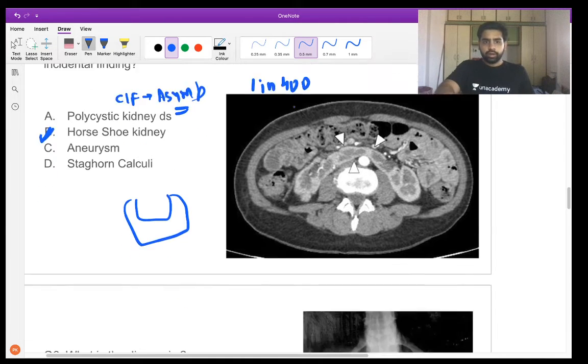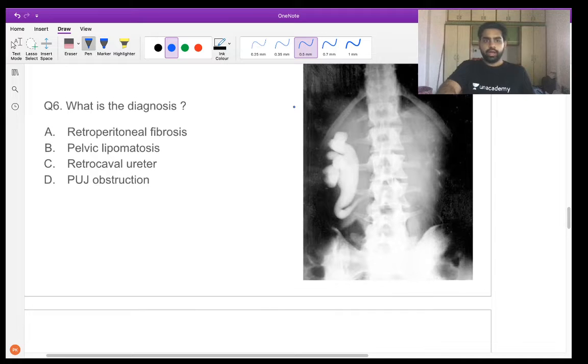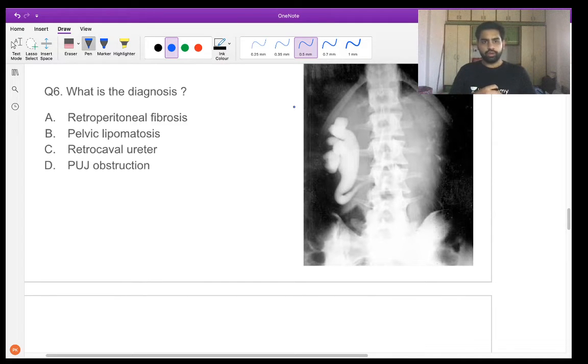Good. So moving on, let us talk about this. Now, what is the diagnosis of this particular patient? Is it retroperitoneal fibrosis, pelvic lipomatosis, retrocaval ureter, or a PUJ obstruction? Can you tell me what's the diagnosis of this particular patient, guys?